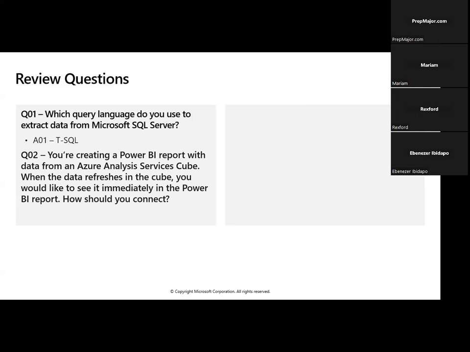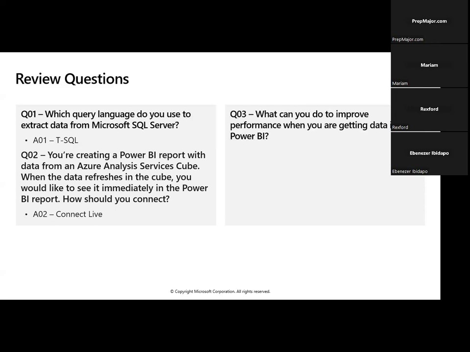Let's move on. Question 2 for review. You are creating Power BI reports with data from Azure Analysis Services. When the data refreshes in the source, you would like to see it immediately in the Power BI report. How should you connect? Does anybody take notes? You want your report to be refreshing as you are publishing data on it. You make use of Connect Live.